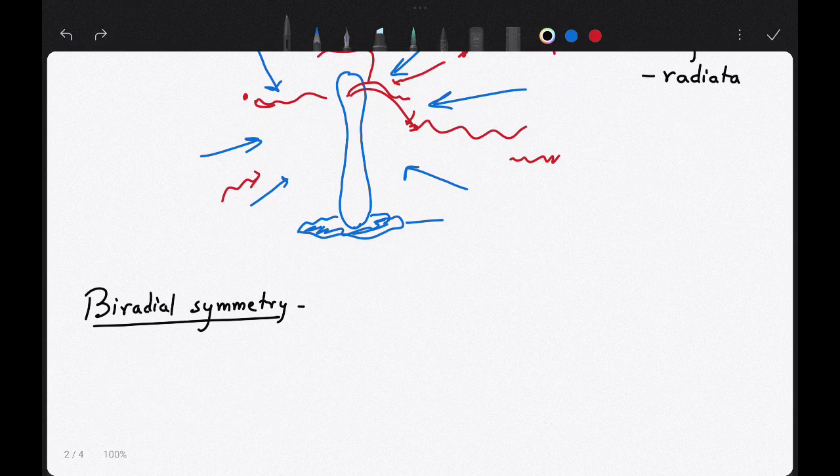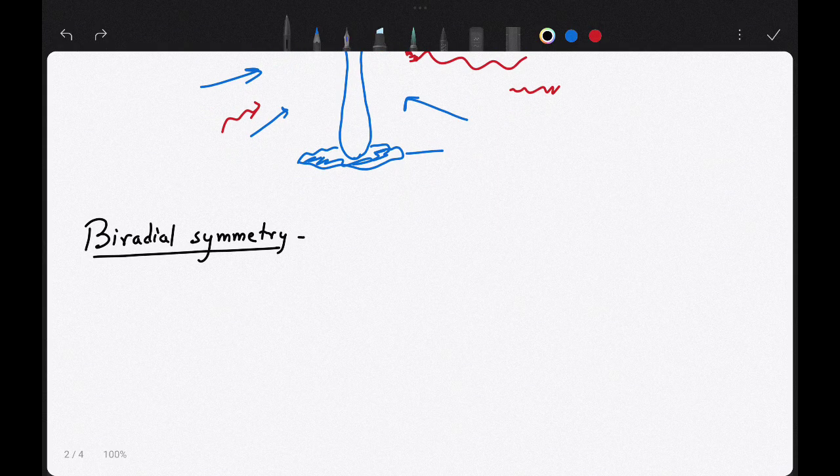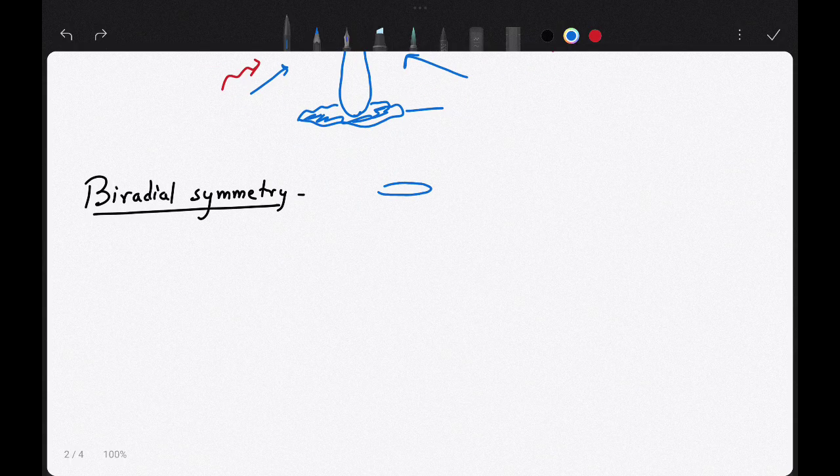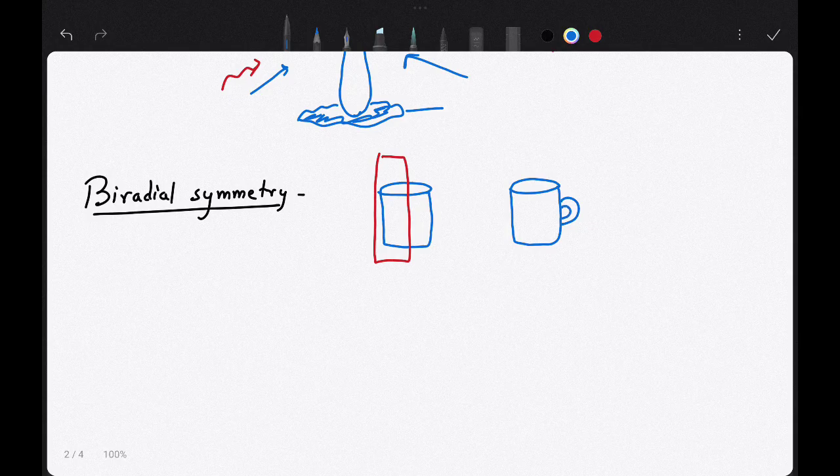Now next is biradial symmetry. Biradial symmetry is similar to radial symmetry, but the only difference is that biradial symmetrical organisms have appendages. Suppose this is a cup. A cup is what type of symmetry? It is radially symmetrical. You can cut it from the longitudinal axis and it will be divided into two equal halves. Now if I give this cup a handle, would you be able to divide it into two equal halves? The answer is no, because there is the presence of a handle.